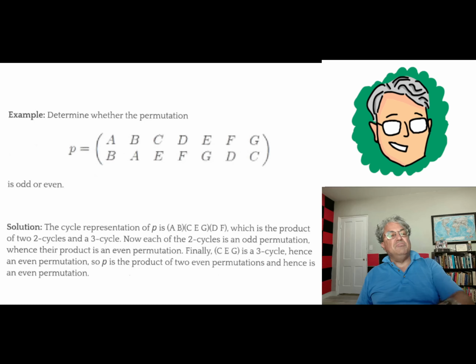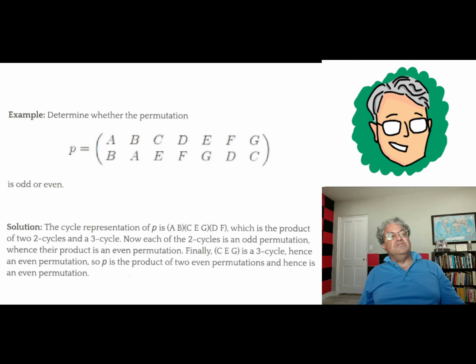Let's do another example. This one's a little harder. Here I wrote it out in permutation representation. This is a permutation of a set of cardinality 7: A, B, C, D, E, F, G. This particular permutation sends A to B, B to A, C to E, D to F, E to G, F to D, and G to C. So now we want to know whether this permutation is even or odd.